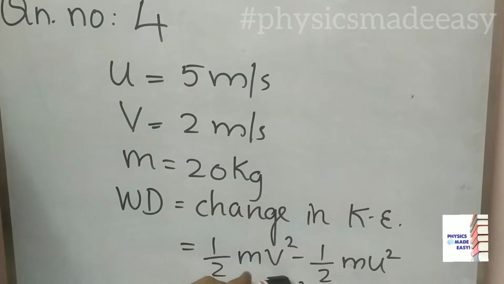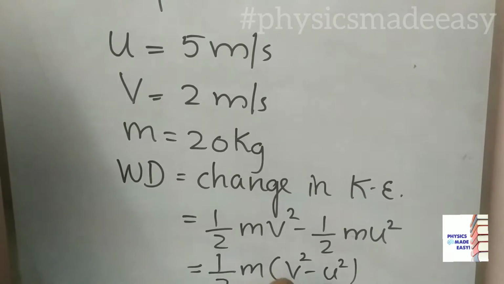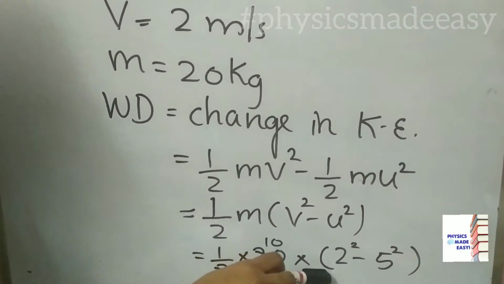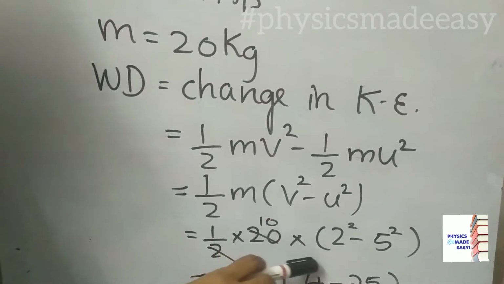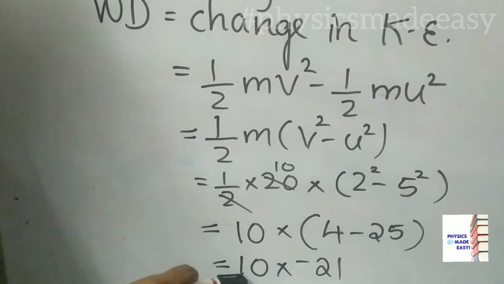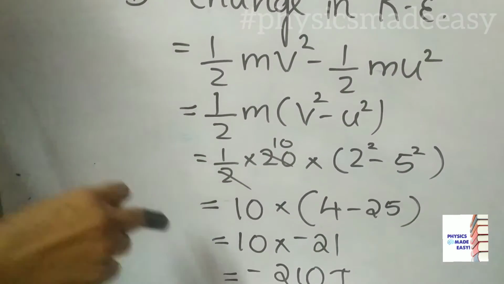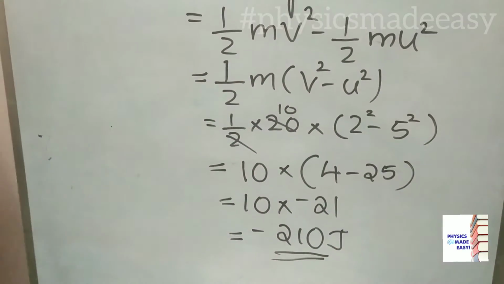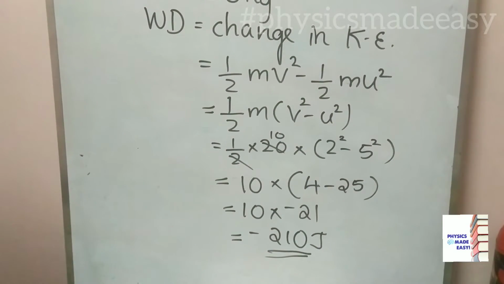Half m v square minus half m u square. This we can write as half m into v square minus u square. Then substitute the values: half into 20 into 2 square minus 5 square. 2 and 20 we can cancel. We will get 10 into 2 square 4 minus 5 square 25. Now 10 into 4 minus 25, minus 21. You will get this as minus 210 joule. Children, here we are getting this minus sign, but the magnitude of work done you can write as 210 joule.